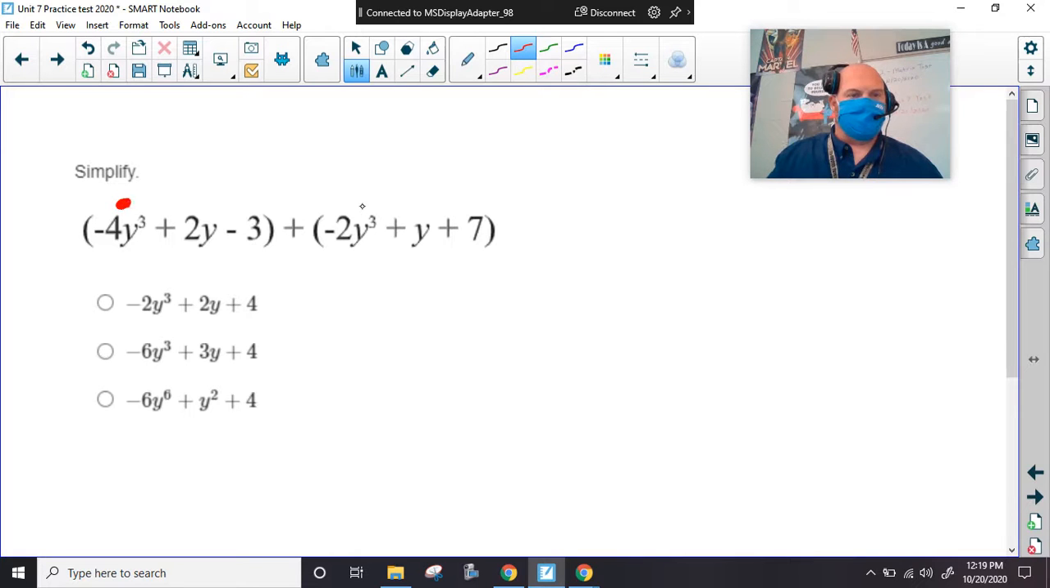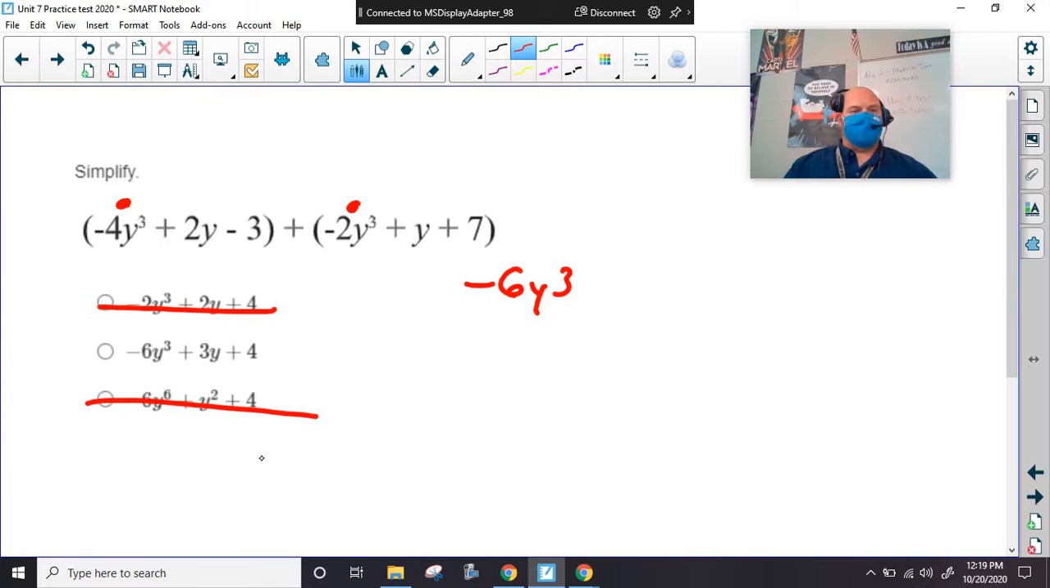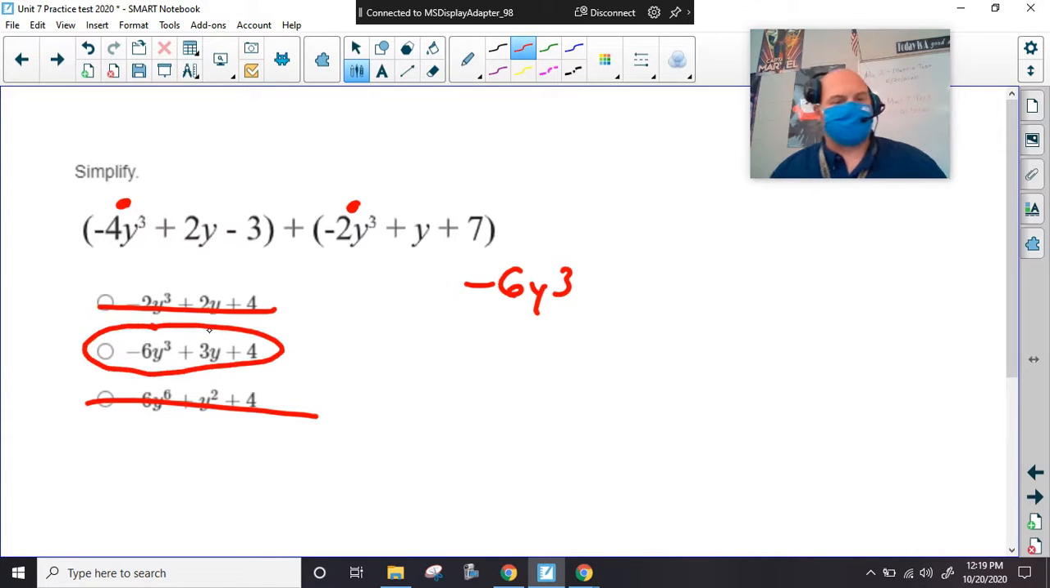So looks like we have y to the third times y to the first, so -4 plus -2, so we got -6y to the third. Well, that already cancels out those two. And if you got 1 on 2 plus, you would have actually gotten this all the way through.